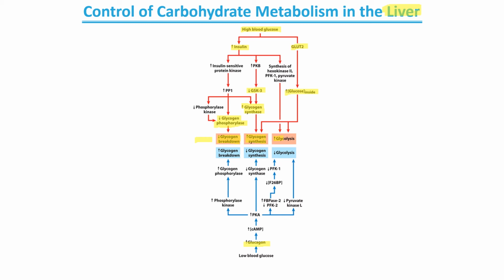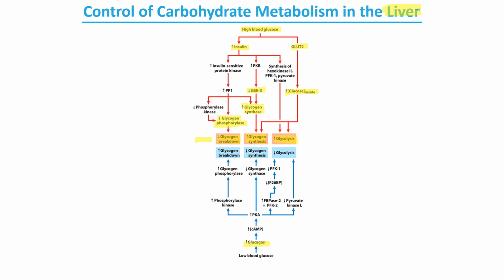Therefore, glycolysis is increased through insulin. So these are the three main pathways of glucose or carbohydrate in the liver. Two of them, glycolysis and glycogenesis, are activated by insulin, whereas glycogenolysis is inhibited by insulin.